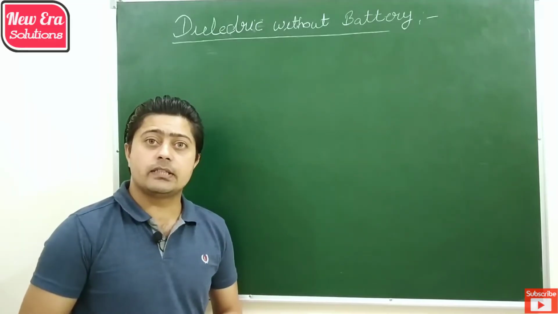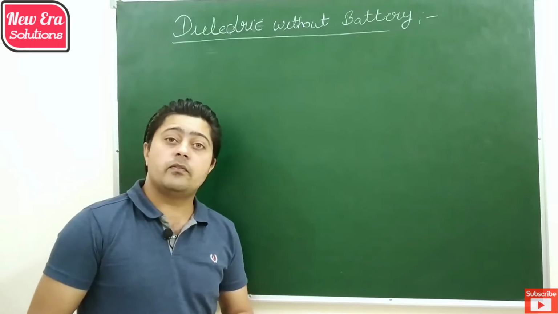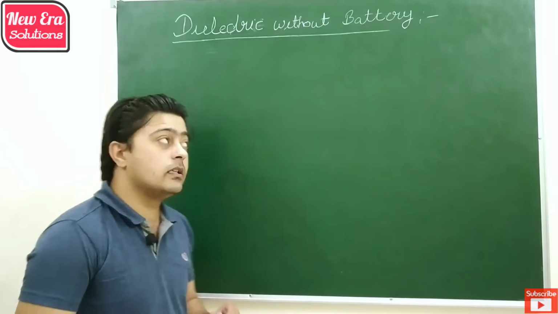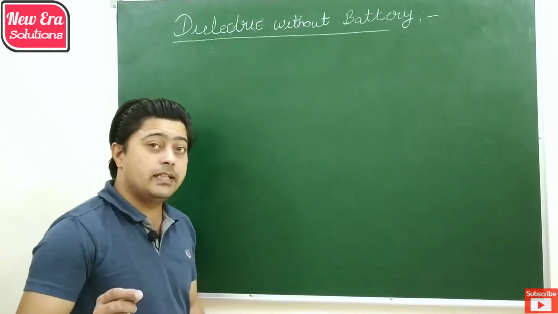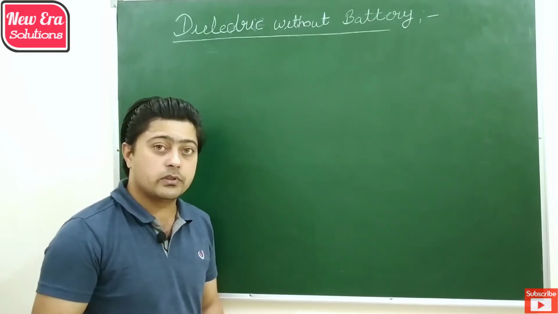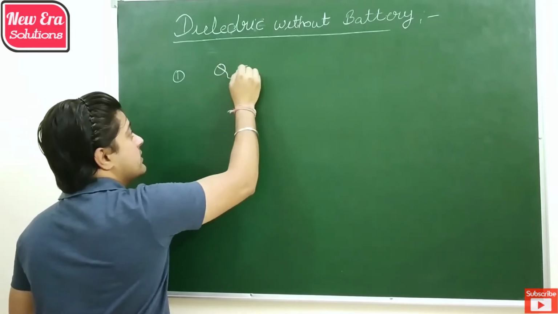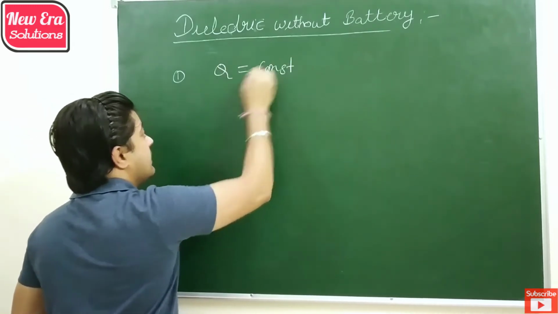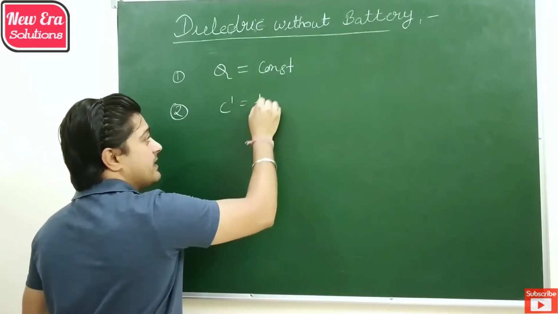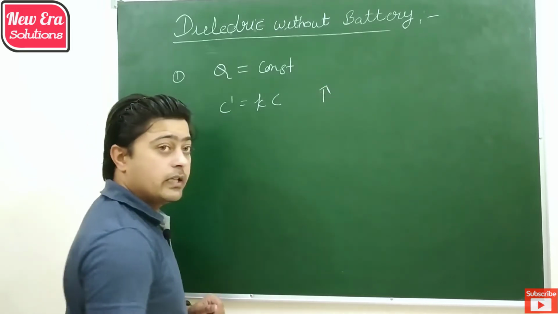The second condition is what happens when a dielectric is inserted between the plates of the capacitor when the battery is disconnected. When the battery is disconnected, the charge stored by the capacitor is constant because there is no other option to share the charge. So the first thing is the total charge remains constant. The second point is, as we know, the capacitance increases K times the initial capacitance.